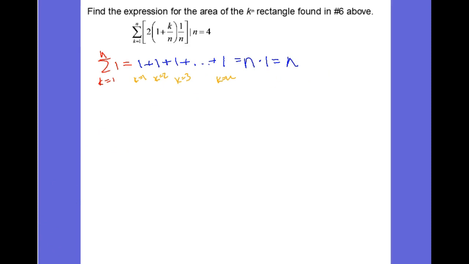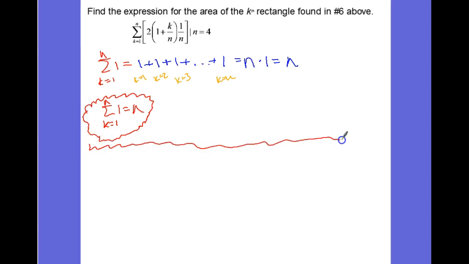And so this gives us our first little theorem for sigma notation. The sum from k equals 1 to n of 1 is equal to n. So put a little cloud around that, and we can use it to help us simplify more complex solutions.